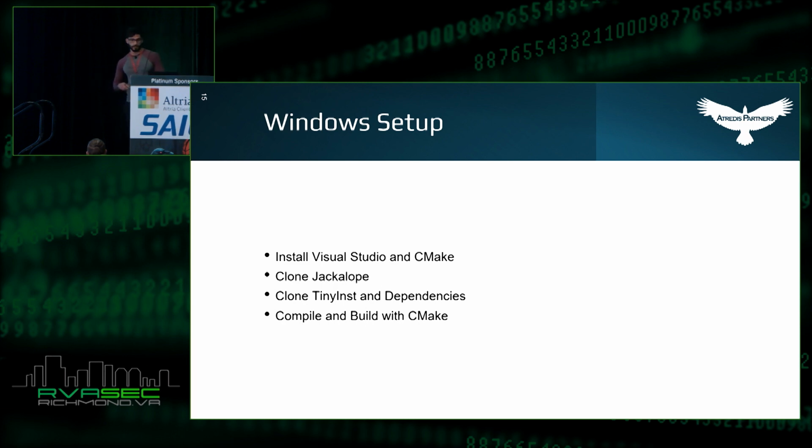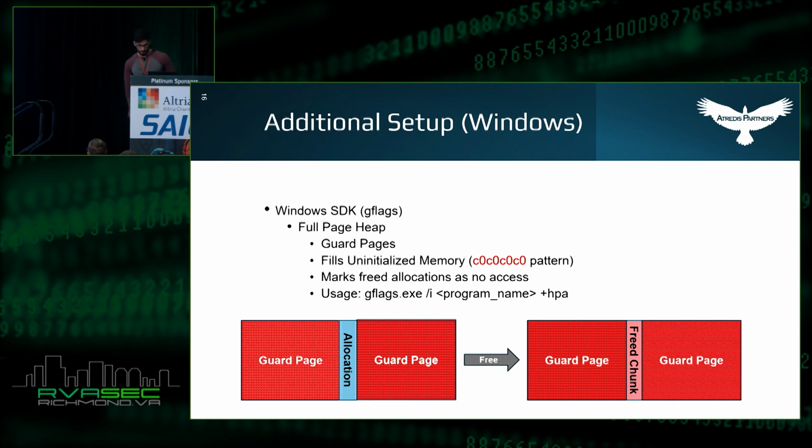However, the only crashes you'll find are the catastrophic ones, like a null pointer dereference, or a heap overflow that just destroyed the entire heap, etc. So this is where additional Windows setup comes in. Introducing gflags. gflags is an application that's part of the Windows SDK. It can be used to enable a feature called full page heap.